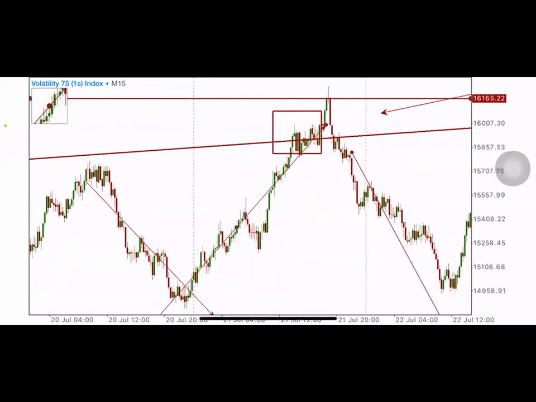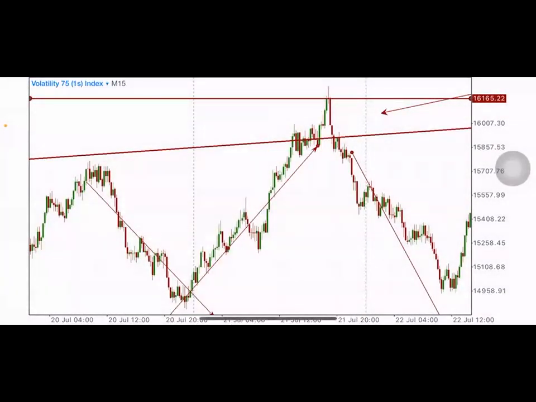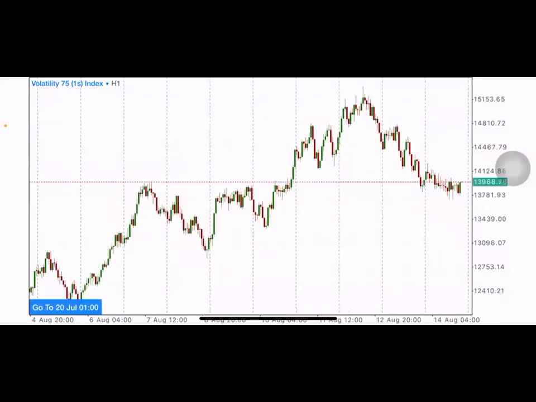So a lot of people would have started buying from here. Look at my arrow closely, please. A lot of people would have started buying from here, thinking, wow, it is a break and retest. So let's start buying. Let's prepare to buy. But what happened? The market shocked them. This is a pure manipulation. Now, let me show you how to know these things. Let's go back to our H1.